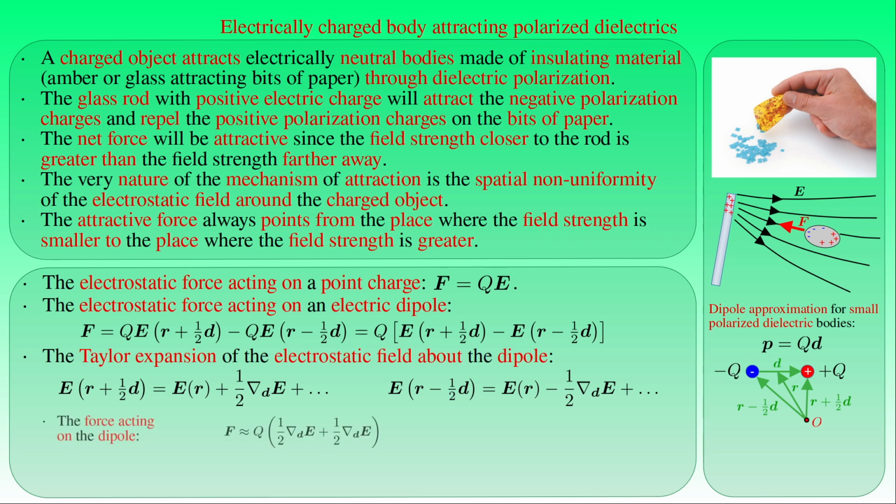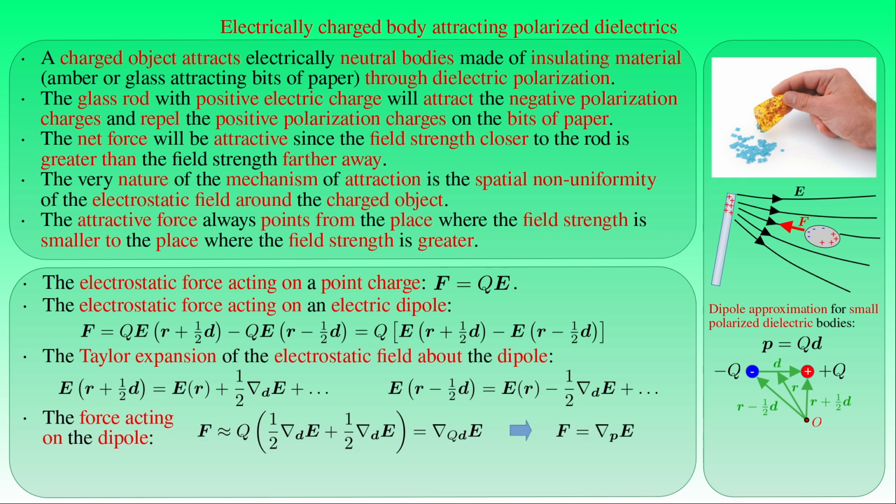Hence, the electrostatic force F acting on the dipole can be approximated by the charge q times the vector sum of 1/2 times the directional derivative of the field strength E in the direction of the vector d with itself. This sum gives the directional derivative of the field strength E in the direction of the charge q times the vector d. Since q times d is the dipole moment P, we can express the force F exerted on the induced dipole by the electrostatic field E as the directional derivative of the field strength E in the direction of the dipole moment P of the dipole.